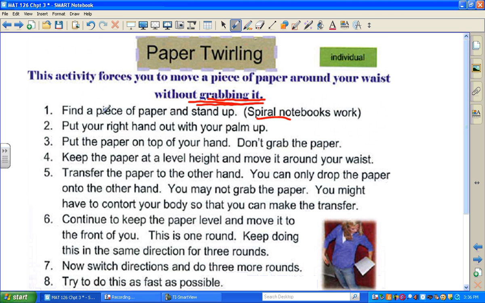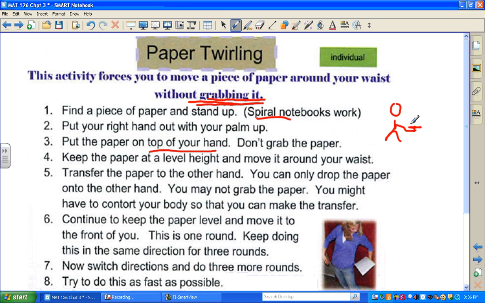It says you can use a spiral notebook. So find a piece of paper. Don't stand up yet. Let's read through this and then stand up. Find a piece of paper and stand up. Put your right hand out with your palm up. So there you are, standing right there. Right hand out, palm up. Don't grab the paper. Put the paper on the top of your hand. I did that. Don't grab it, just hold it.